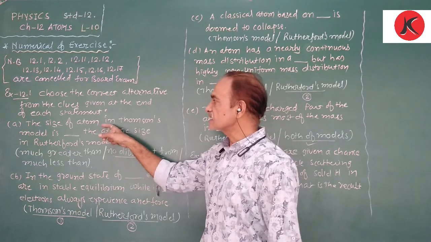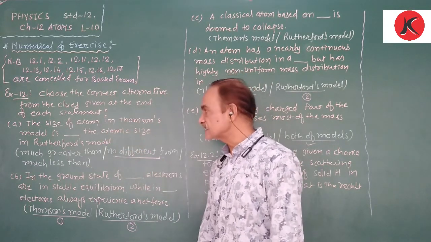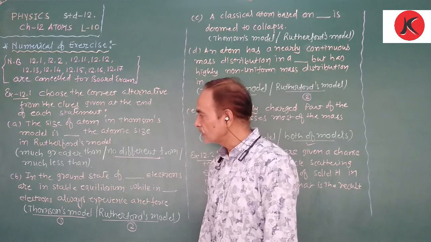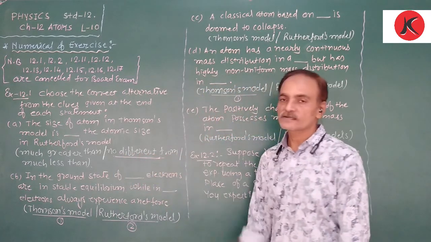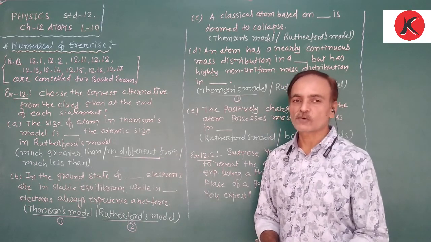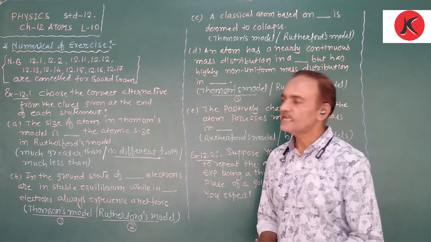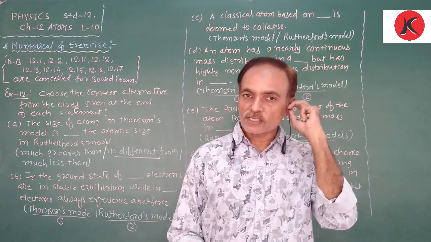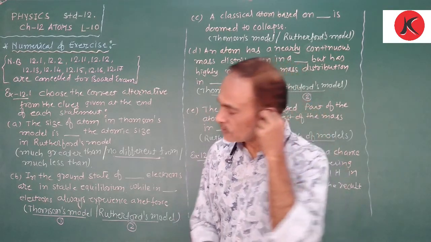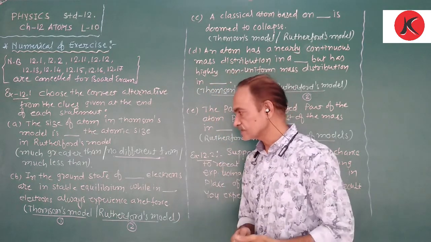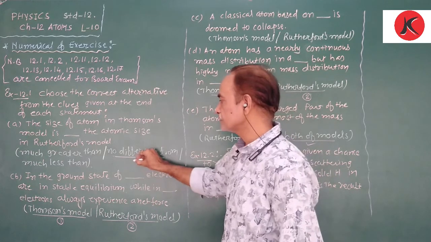So first, the size of atom in Thomson's model is blank the atomic size in Rutherford's model. So here there is no difference from the atomic size in Rutherford's model. Right? That means the size of the atom suggested by both models, Thomson's model and Rutherford's model, are the same. No difference. So that is the correct answer.